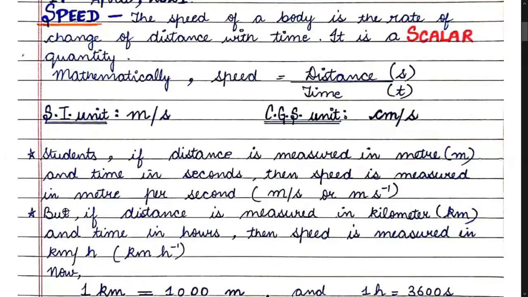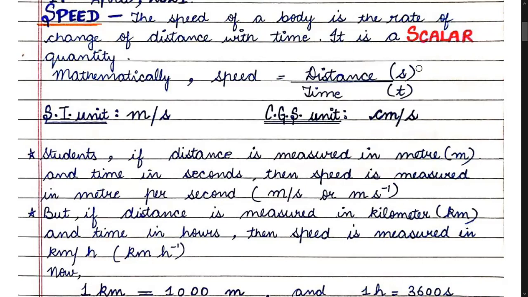Children, starting with the word speed. Speed you have already learned in your physics as well as in your mathematics. Even in your daily life, you have used this word occasionally. Children, speed of a body is the rate of change of distance with time. You must be knowing the formula of speed, that is distance upon time.